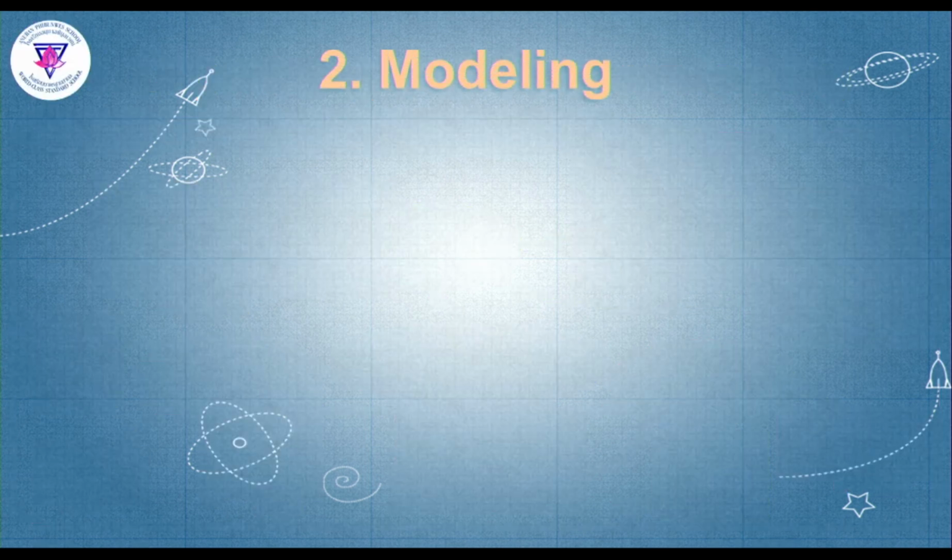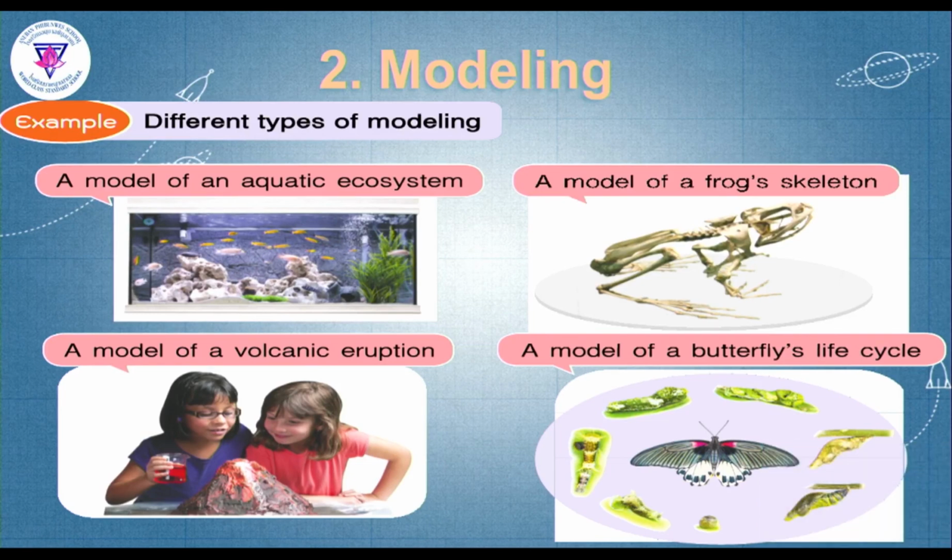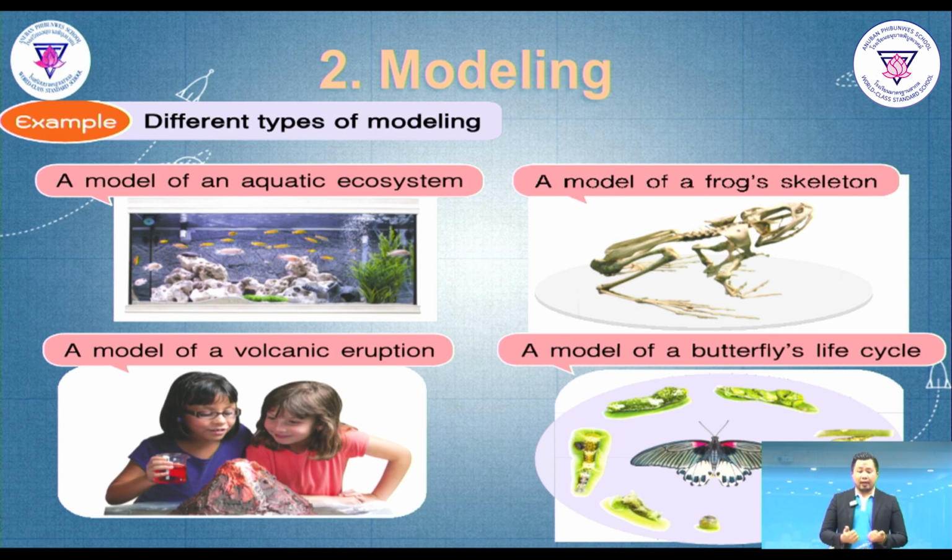Number 2, modeling. This is very important in studying science because you have to create a model from the topic and the information we gathered from the hypothesis. For example, a model of an aquatic ecosystem, a model of a frog skeleton, a model of a butterfly life cycle, and lastly, a model of a volcanic eruption.